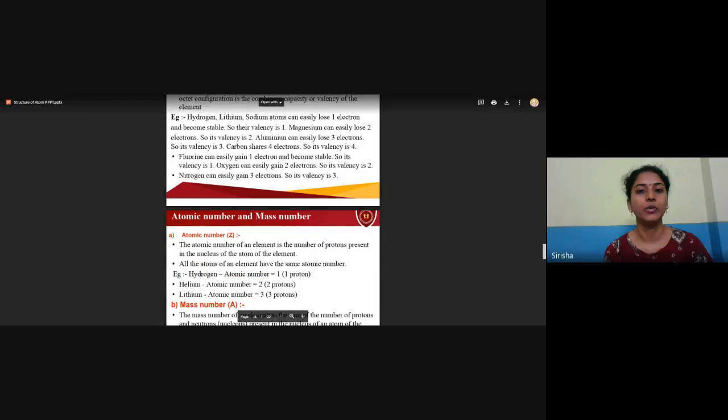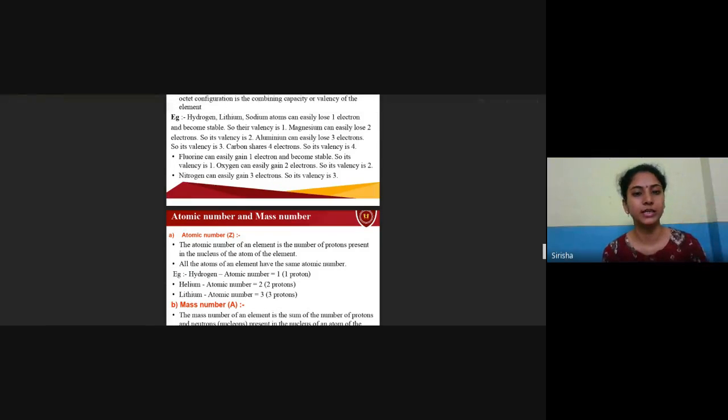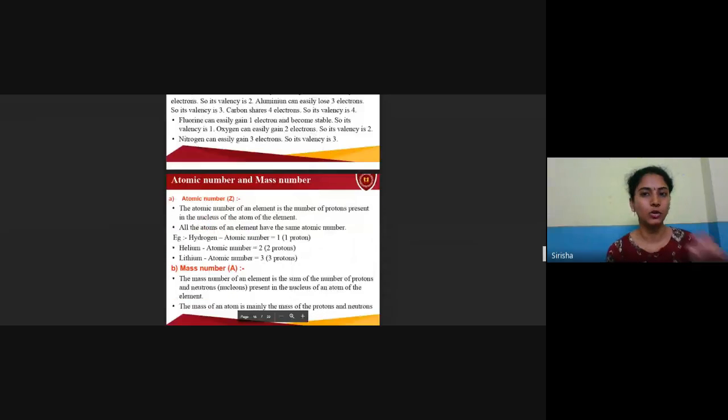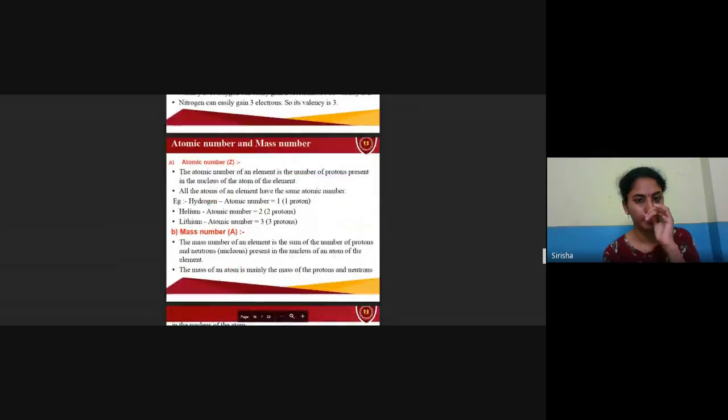Fluorine can easily gain 1 electron and become stable. Fluorine has atomic number 9, so its valency will be 1. Oxygen can easily gain 2 electrons, so its valency is 2. Nitrogen can easily gain 3 electrons, so its valency is 3. Like that, and so on, the valency is determined.